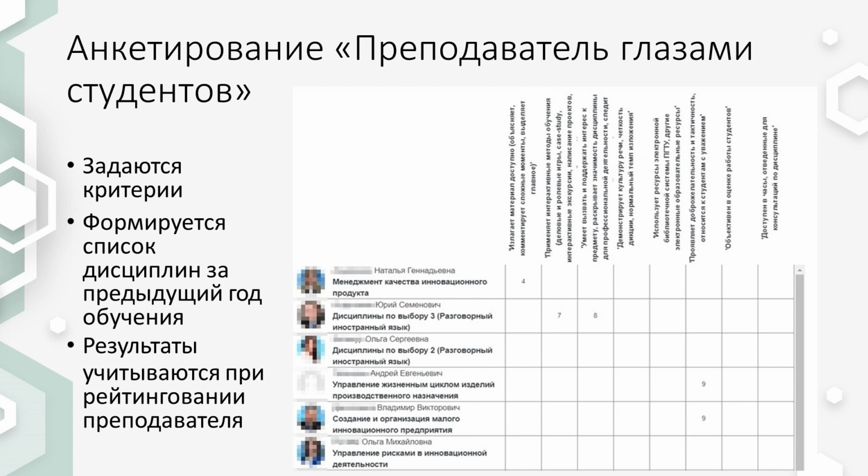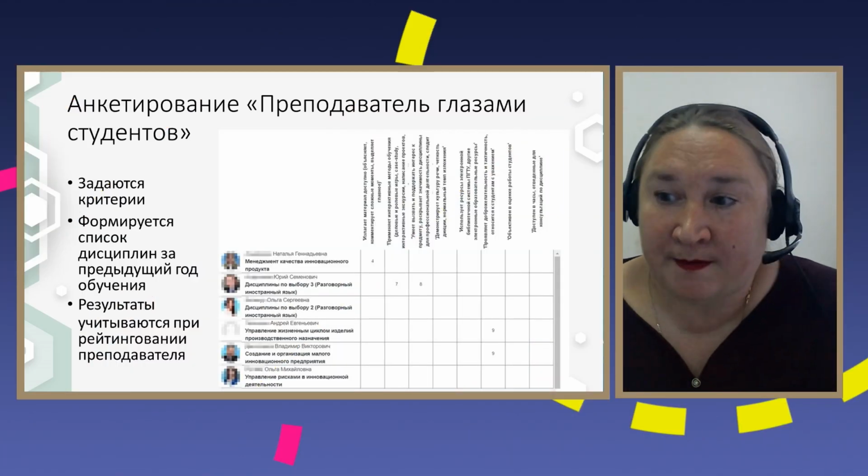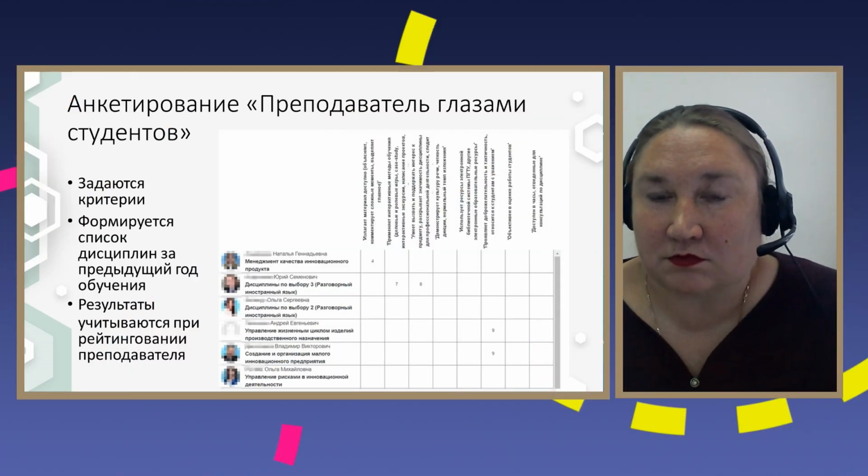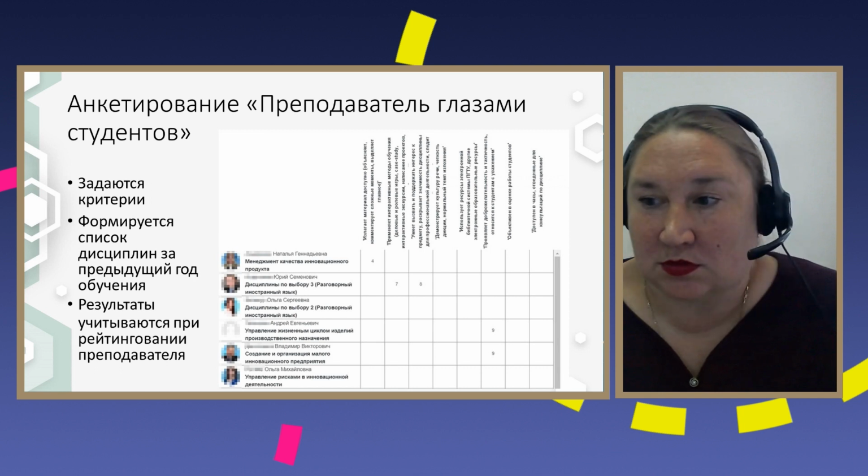In a questionnaire of a teacher by the eyes of the students, we form a certain questionnaire and basic criteria. So it's a list of questions to which we have to receive the feedback from our students. Then we form the list of disciplines for the previous learning year, and also from the corporate portal this list is being taken and this questionnaire is being created. Students, when they enter the educational portal, they see this questionnaire, they fill it, then they process them and they take them into consideration when the teacher is being rated.